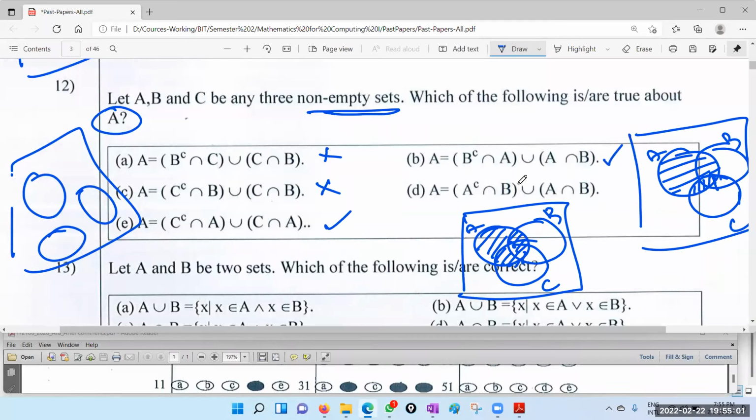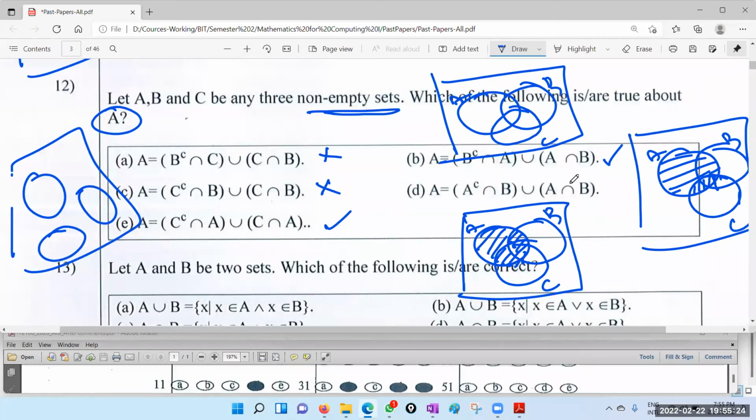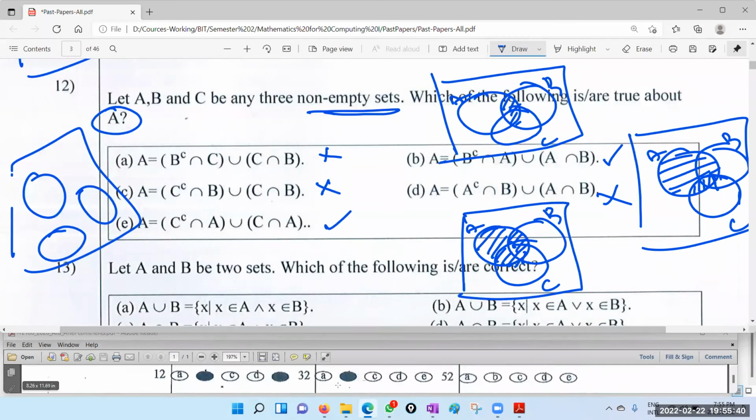So what about the last one? Let me draw it bigger. Make sure you draw it bigger, otherwise you will have a lot of issues. Again, use the same positions. A intersection B is this part, belong to B and not belong, that is something else. So this can't be. So the answer is B and E.